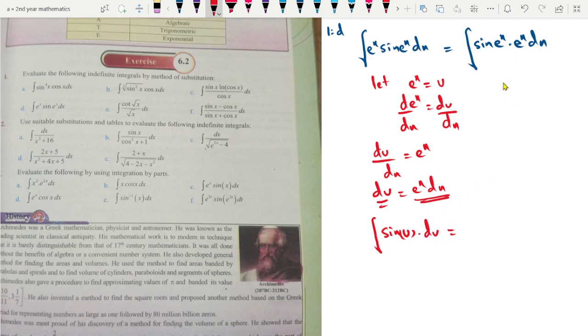If you take the derivative of cos x, it is equal to minus sin x. When you take the derivative of minus cos x, you get plus sin x. So the integral of this is equal to minus cos u plus c. So this becomes minus cos(e^x) plus c. Now we will discuss the next part.